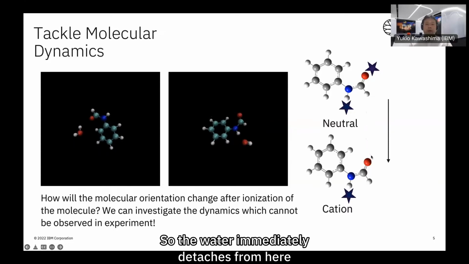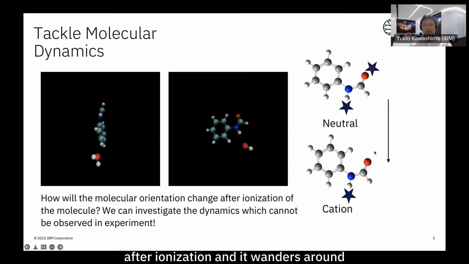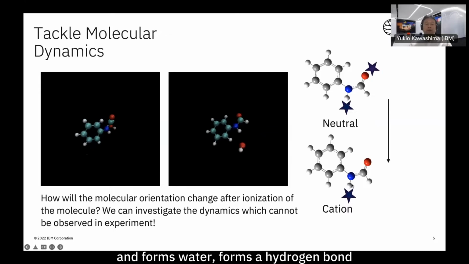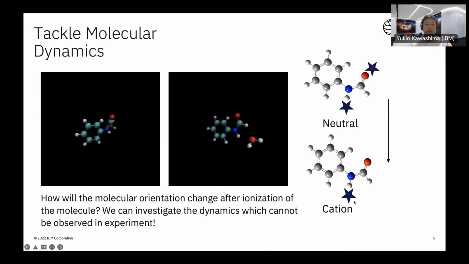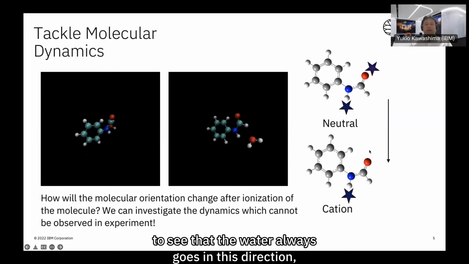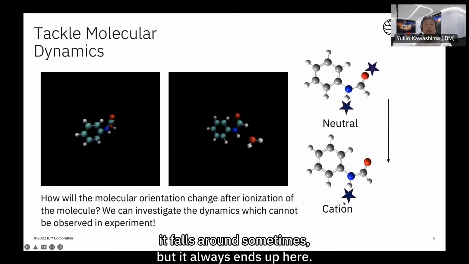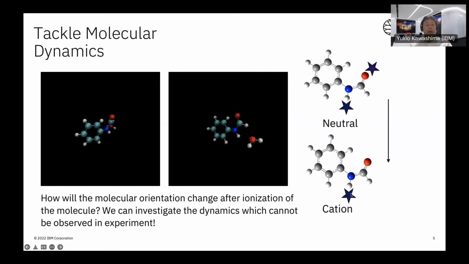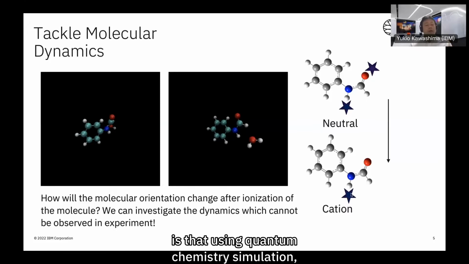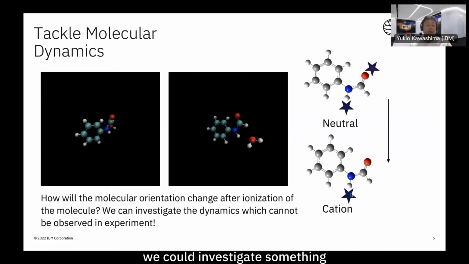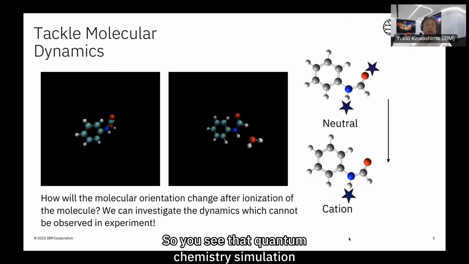So the water immediately detaches from here after ionization, and it wanders around and forms a hydrogen bond with a water molecule here. And it's a bit interesting to see that the water always goes in this direction, not in this direction. And depending on the trajectory, it folds around sometimes, but it always ends up here. So what that means is that using quantum chemistry simulation, we can investigate something that cannot be observed in experiments. So you see that quantum chemistry simulation can be extremely powerful.